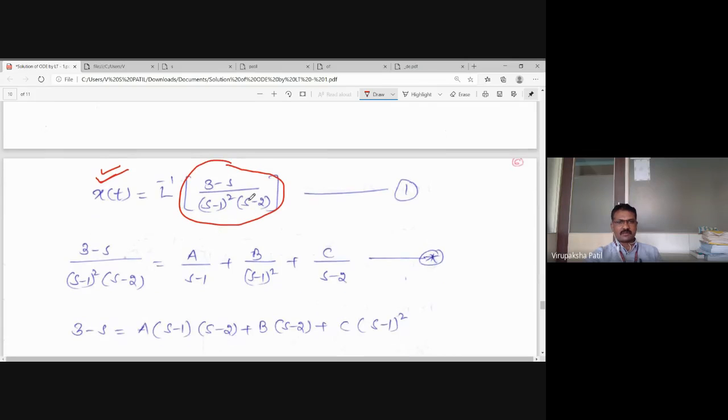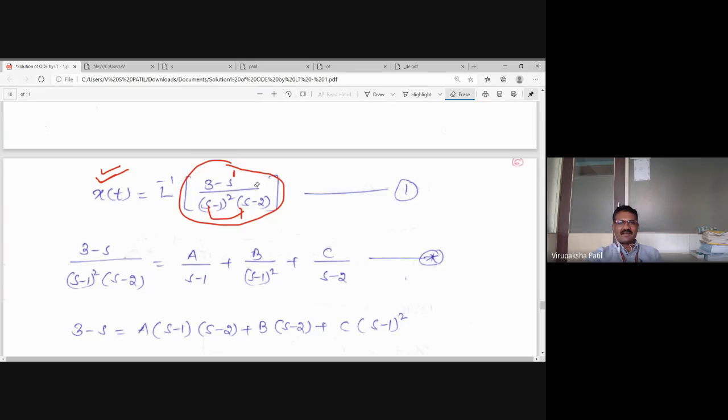Okay, so for that purpose, please concentrate here. In the numerator you have s raised to 1, and in the denominator, if you simplify this, this becomes s square, this becomes s; only the power of s matters, you need to take the highest power of s. So it becomes s square into s, which is s cube. So this is a proper fraction.